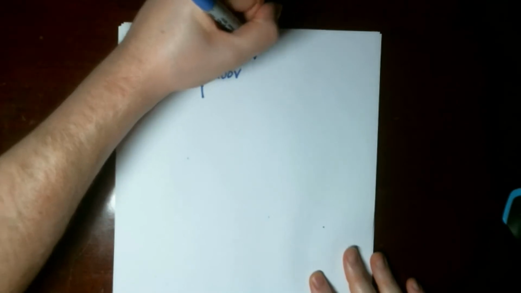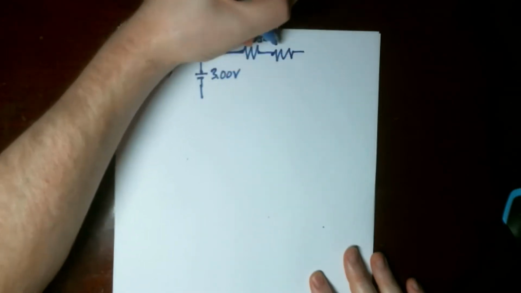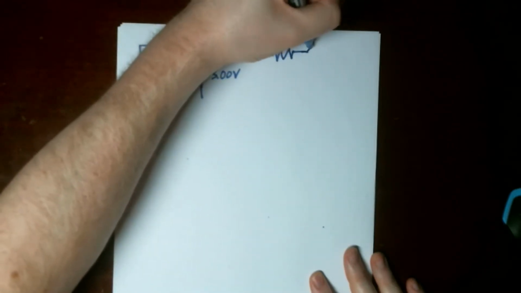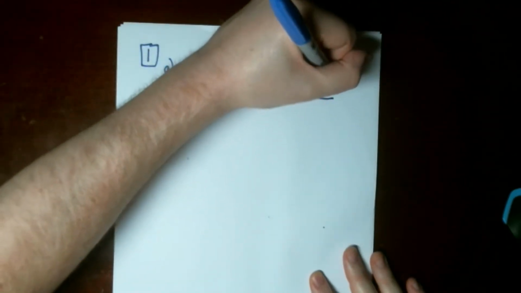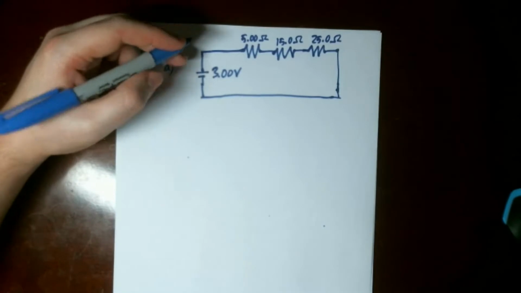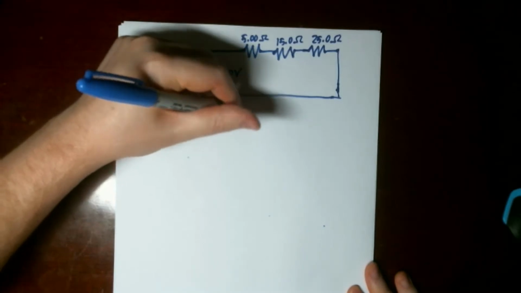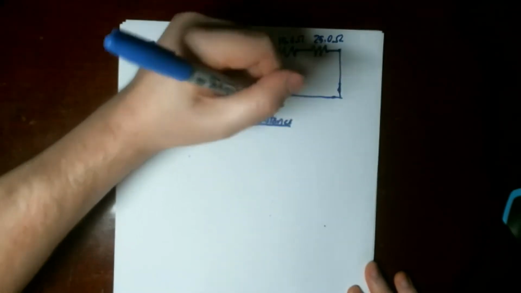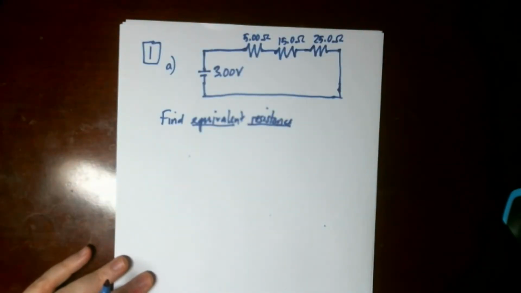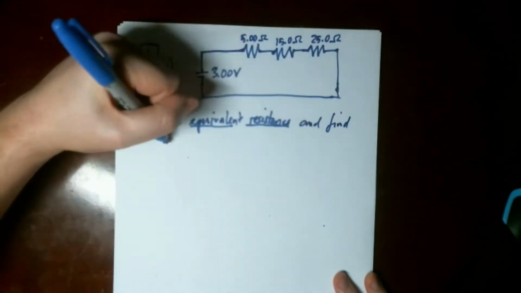And then we have our first resistor, which is 5 ohms. We have our second resistor, which is 15 ohms. And we have a third resistor, which is 25 ohms. And what we want to find for part A is the equivalent resistance. That is, if we could reduce this to a single resistor, what would that resistor have a resistance of? And we want to find the current through each of these resistors.